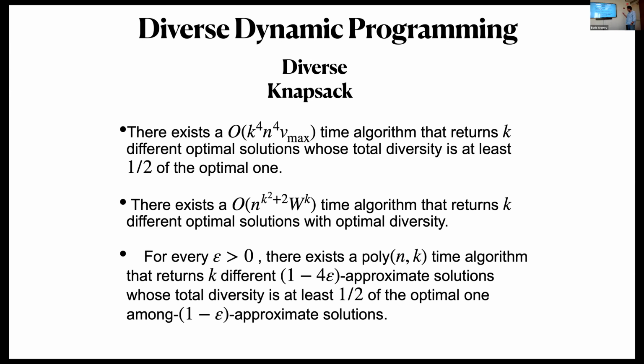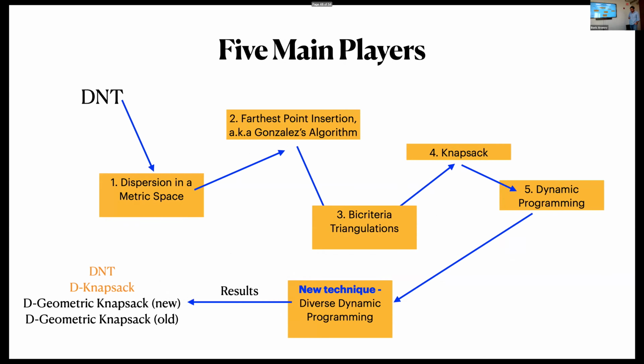And lastly, you can ask for PTAS-type things. So I want solutions which are not optimal, but almost optimal. We can get 1 minus order epsilon approximate solutions with total diversity at least half in polynomial time, polynomial in both n and k. And so this is for knapsack. I already showed you diverse nice triangulations, diverse knapsack.